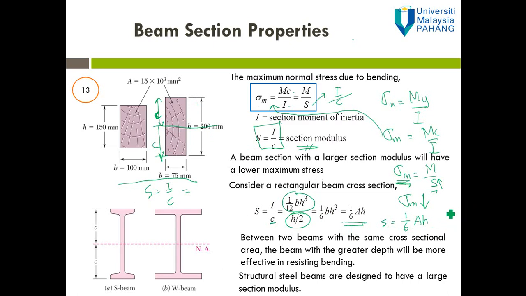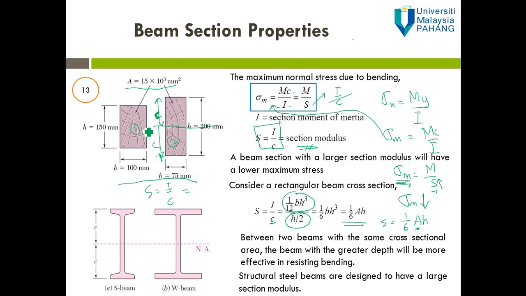Okay, and then since both are rectangular beams, you can see here they have equal cross-sectional area. So the cross-sectional area for the first beam and the second beam is the same, 15 times 10 to the power of 3, which means that the A are the same, so that we can say that the beam with higher depth or height will result in higher section modulus.